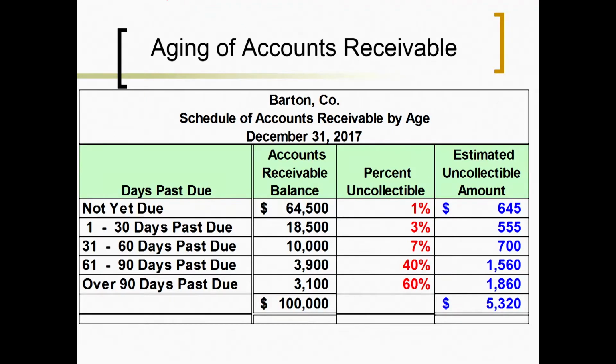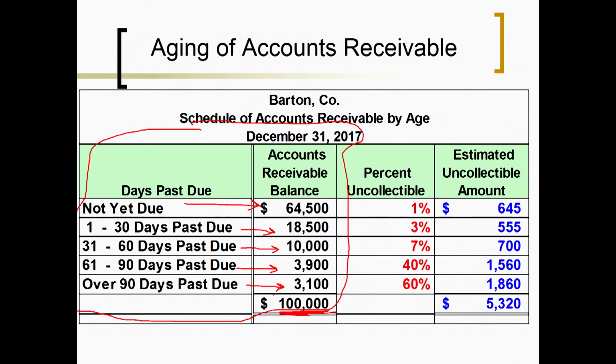So what they do, and it's best illustrated with an example, is they look at an aging of accounts receivable. Now, this right here is an aging of accounts receivable. It doesn't just give you the total amount. It does give you the total amount of 100,000, but it says, okay, 64,500 of that is not even due yet. 18,500 is 1 to 30 days past due. 10,000 is 31 to 60 days past due. 3,900 is 61 to 90 past due. And 3,100 of it is really old. It's over 90 days past due.